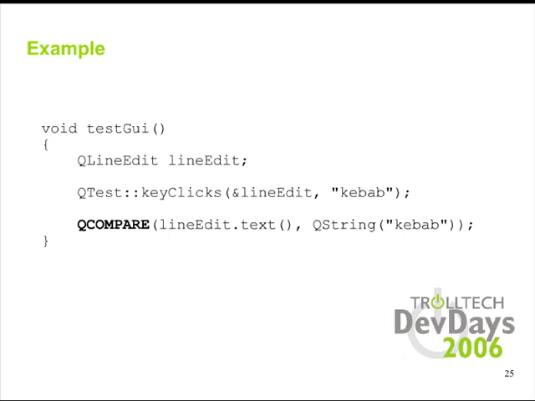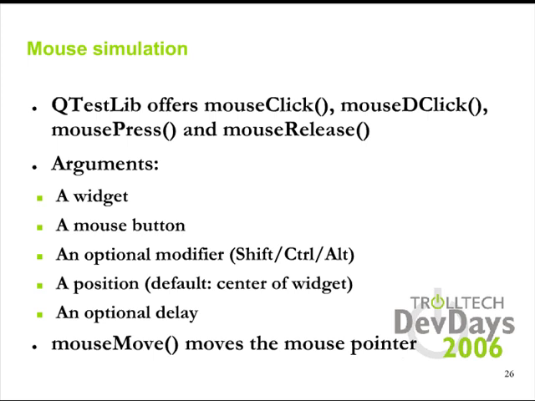Mouse simulation is similar. We have mouse click, mouse double click, mouse press, mouse release. The arguments, again: we take a widget to which this event will be sent, a mouse button (left, right, middle, or a fancy key on the side, and so on), an optional modifier (Shift, Control, Alt), and a position. By default, this will be the center of the widget.